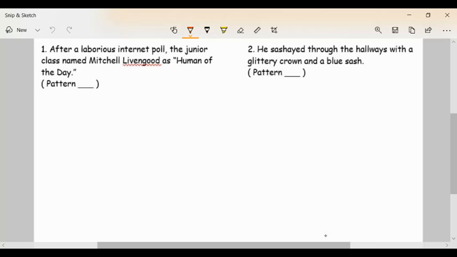And so I already have orange, so we'll go with orange. I open up with a prep phrase, after a laborious internet poll. So I'm looking for my verb. Here's named. I love starting with my verb. It's a great place to begin and to build off of that. So here's that word named, which means my subject has to be in front of it. So I have the junior class. And so if I'm going to pick my most important word, my head word, I'm going to choose the word class. And then I'll add in those extra words. I'll say it's the class. And I'll also say it's a junior class.